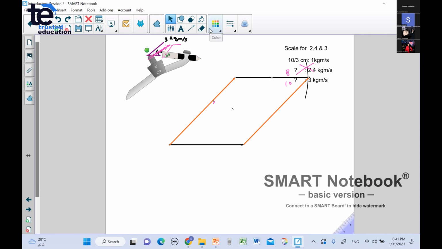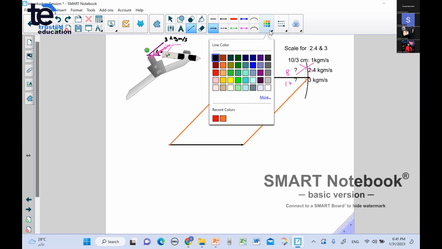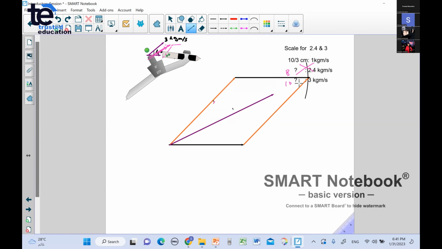Now the diagonal should represent the resultant vector. This is the diagonal. That is my resultant vector. Okay, now we usually draw two arrows on the resultant vector to show that this is the result. So I have got now the resultant vector.